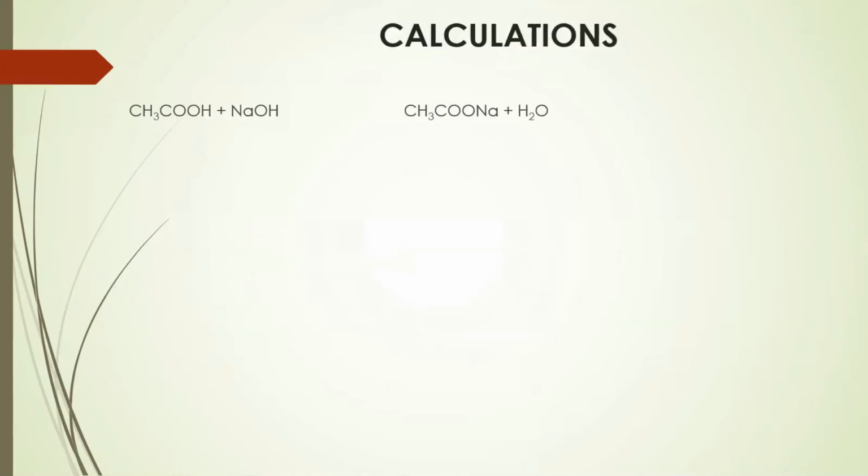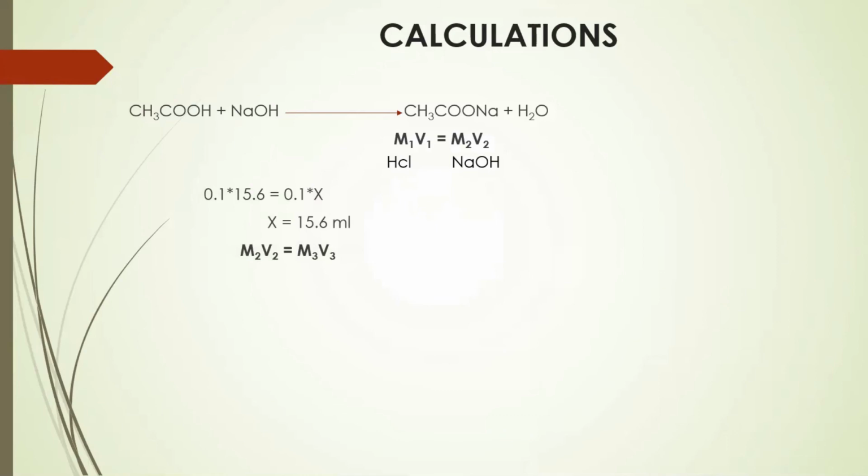Calculations. Acetic acid plus NaOH react with each other chemically and give us sodium acetate and water. Let us apply the formula of molarity here. M1V1 is equal to M2V2, where M1V1 are used for HCl and M2V2 are used for NaOH. 0.1 into 15.6 is equal to 0.1 into X, so that X can be calculated as 15.6 ml.